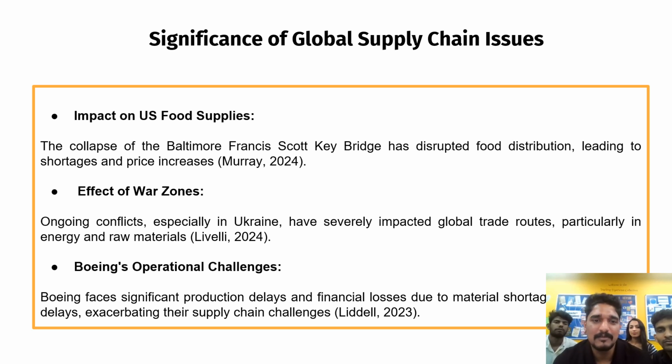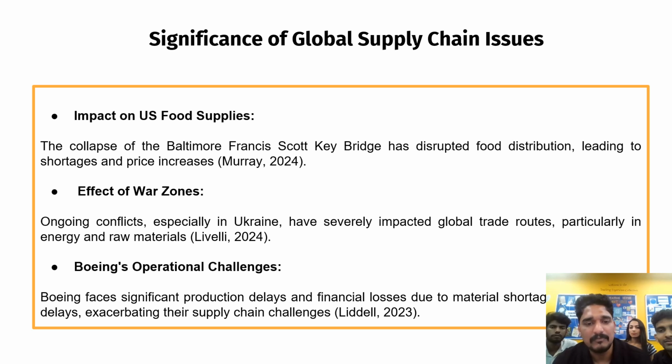The collapse of the Baltimore Francis Scott Key Bridge has had a profound impact on the US food supply chain. This disruption has led to significant shortages in food distribution and has caused noticeable price increases, which have affected both consumers and businesses alike. The inability to transport goods efficiently across the region has exposed vulnerabilities in the supply chain, underscoring the importance of maintaining critical infrastructure. In addition to infrastructure challenges, ongoing global conflicts, particularly in Ukraine, have severely impacted global trade routes.